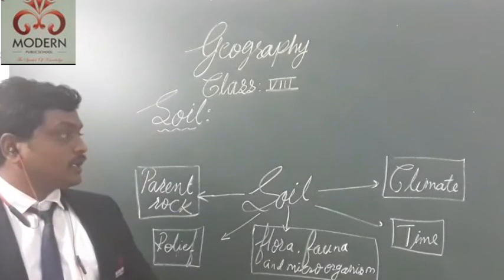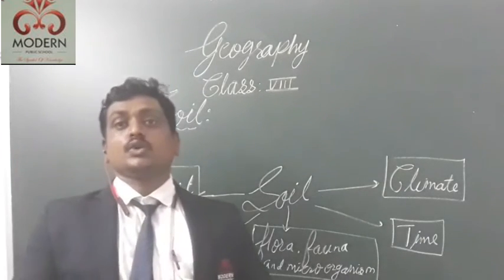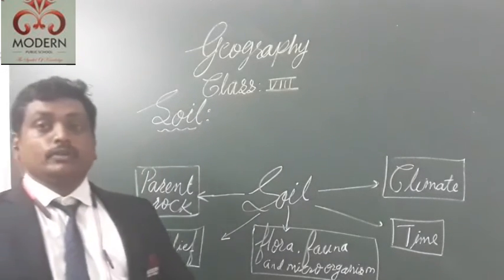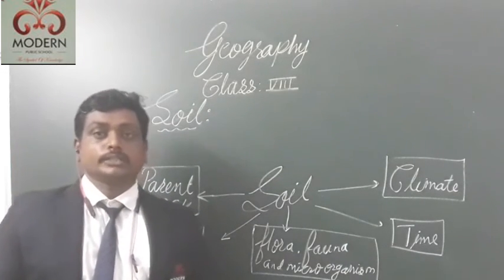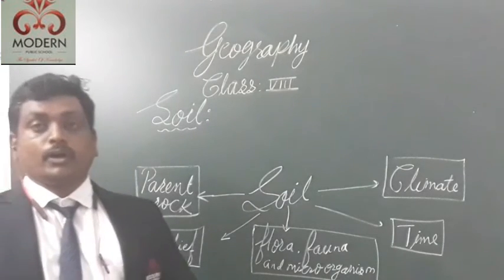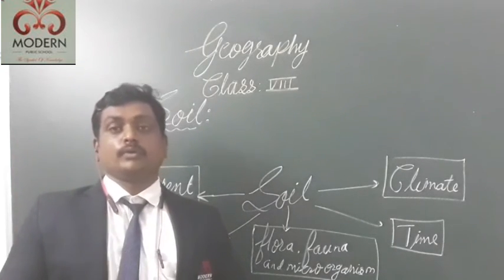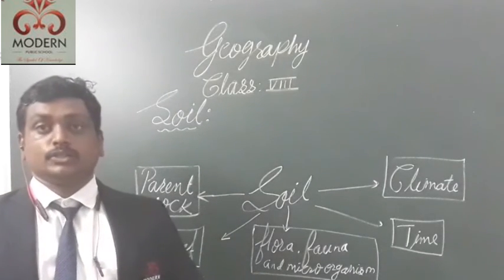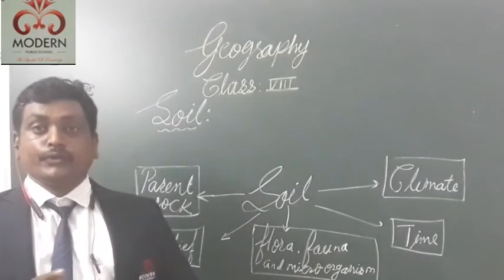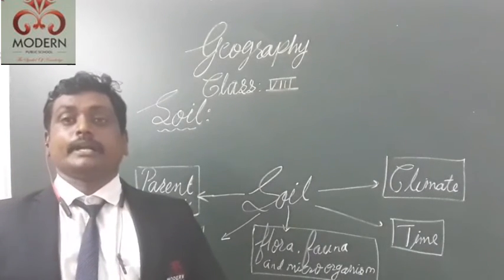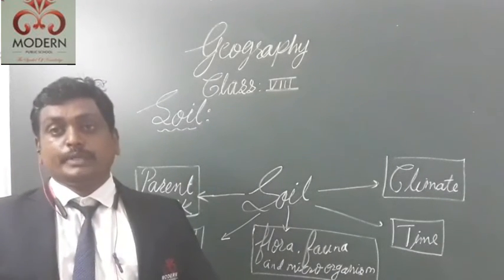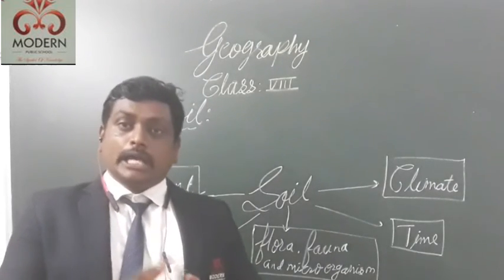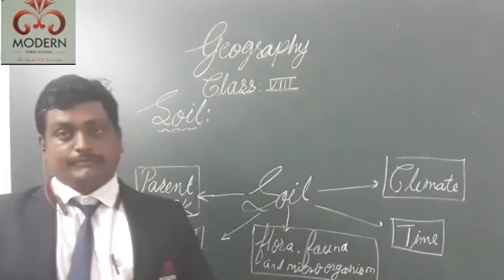The next point is climate. This also affects the soil. How does climate affect the soil? If we go to the very top of India, in Jammu and Kashmir we find there is ice and snow. If you go to Rajasthan, there is a different kind of soil. If you go to UP and Bihar, there is a different kind of soil, because different kinds of weather are there, and due to that weather, the soil is affected.